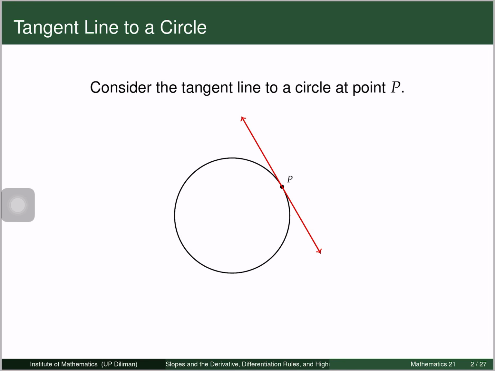Madali lang naman maalala kung ano ibig sabihin or ma-imagine kung ano ang ibig sabihin ng tangent line to a circle at point P. So it is characterized by the unique line that intersects the circle at exactly one point, which is P. Madali lang ma-recognize yan. But our concern is how do we define the tangent line to a general curve?